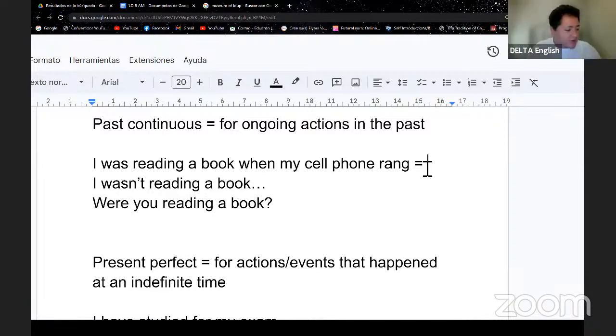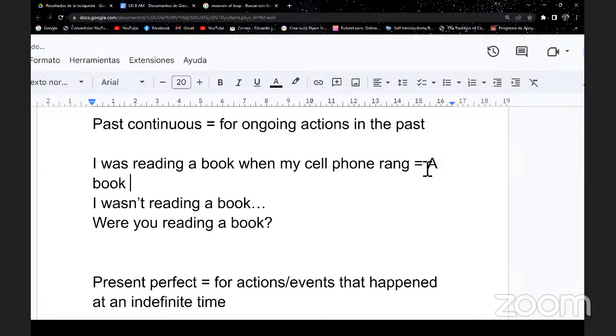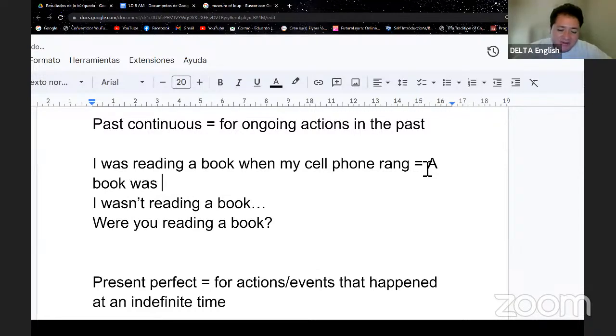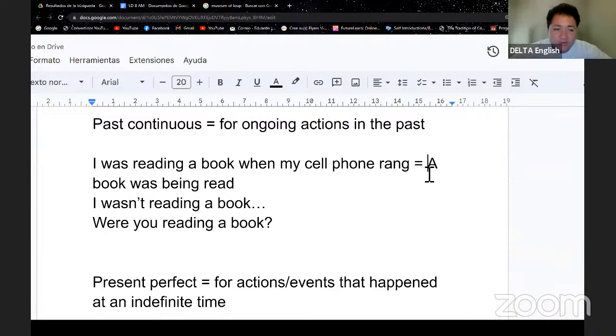Yes, the book was reading would be el libro está leyendo. Okay. So it's a book was being read, a verb in past participle. So this is un libro estaba siendo leído, right? Because if you say the book was reading, it means the book was reading, I don't know, another book. Exactly, a book was being read. Excellent. Next one, in passive voice, I wasn't reading a book.